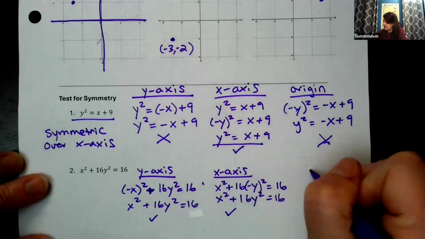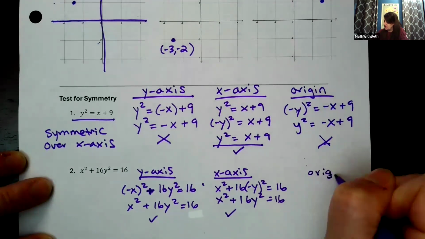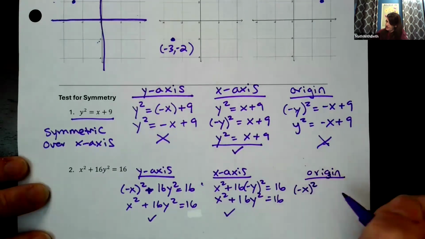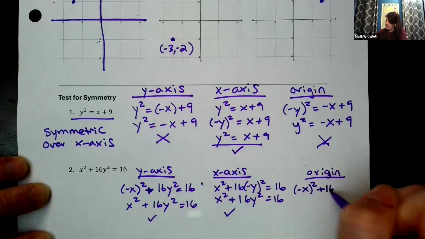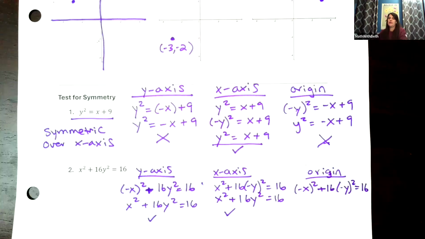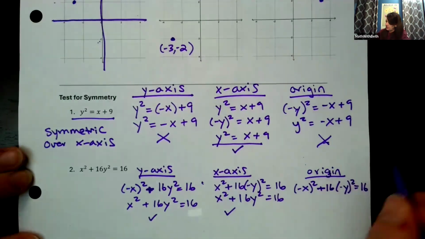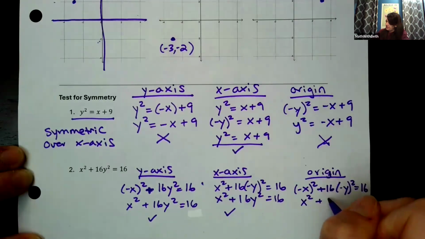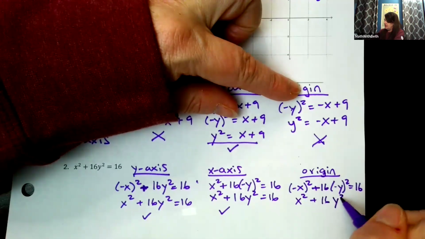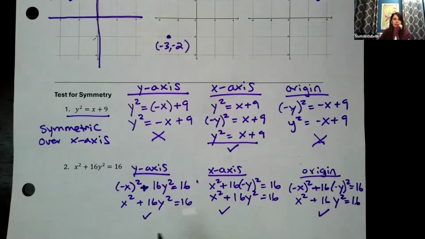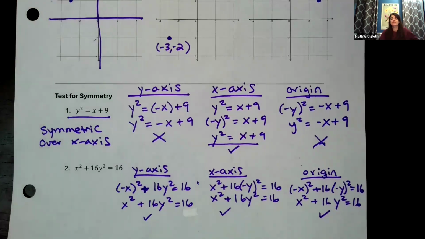And now let's test if the origin works also. I'm going to plug in negative x for the x and negative y for the y at the same time and make sure it would actually work out. Yep, this one will go away. Yes, that negative can also go away. So yes, it works for the y-axis, the x-axis, and the origin.